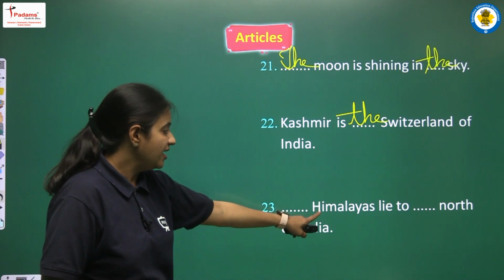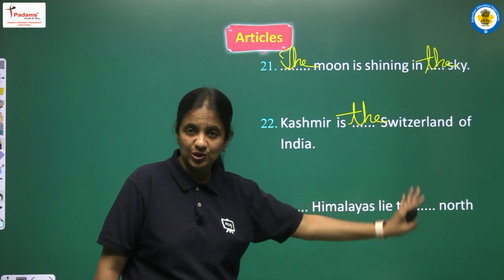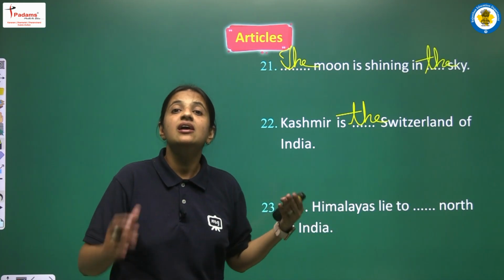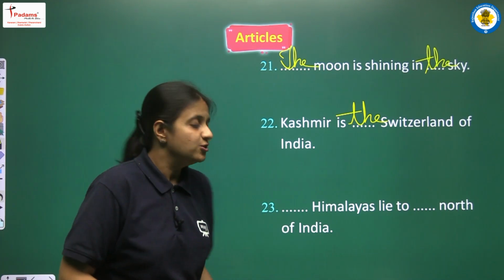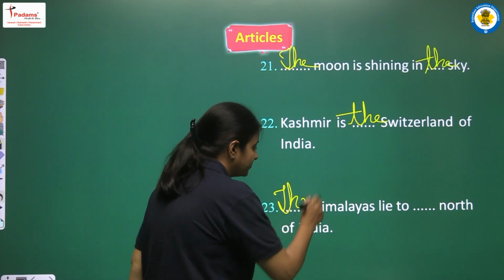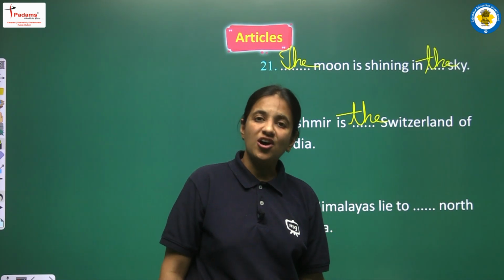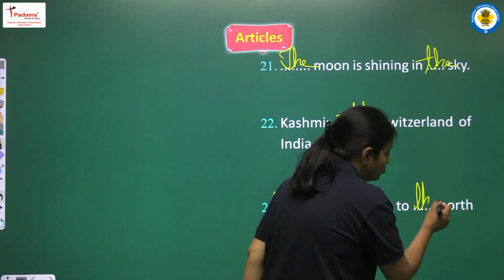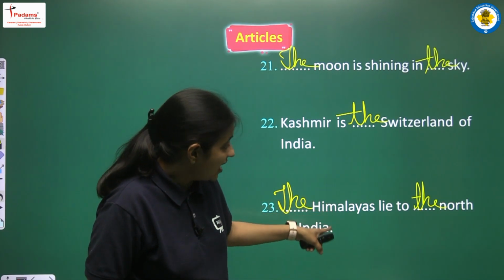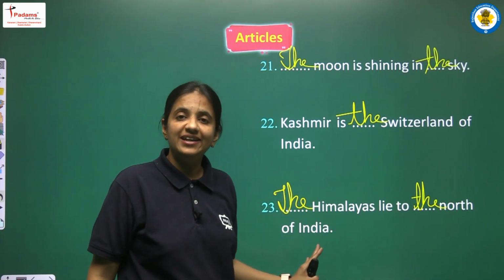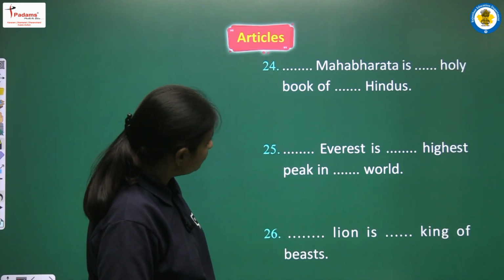So in this sentence we are having first of all Himalayas. The first blank is before Himalayas, the second blank is before north. So yes, Himalayas, it is one of the mountain series, and we have discussed that if we are having any mountain series, so before that we have to use the. Next we are having north, that is one of the directions. So yes, we have discussed this thing also, that before direction names we have to use the. So yes, we are applying the rules here, and the sentence will be, the Himalayas lie to the north of India. Okay. Next sentence, Mahabharata is holy book of Hindus.